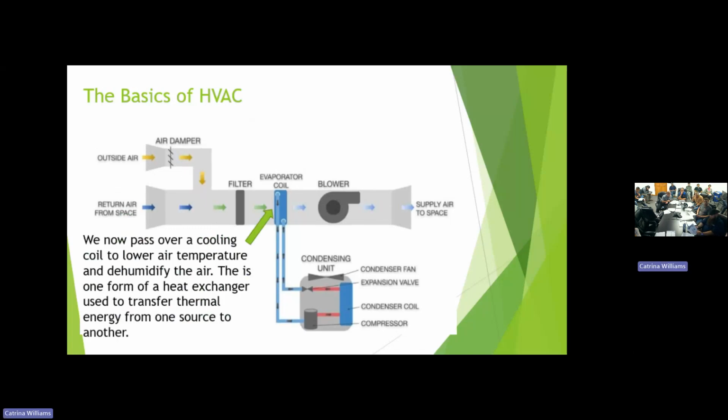So now we're going to pass the air over a cooling coil. Example here, that's a DX system. Pass the air over the cooling coil to lower the temperature, and when it lowers the temperature, it also dehumidifies the air. You're going to get some of the moisture out of it. At the high comfort level, as Doug said, we have a lower temperature. Keep in mind again that a cooling coil is a form of a heat exchanger, transferring energy from one source to another. So that is a heat exchanger that we are taking into account.